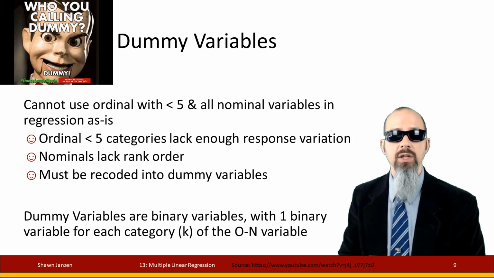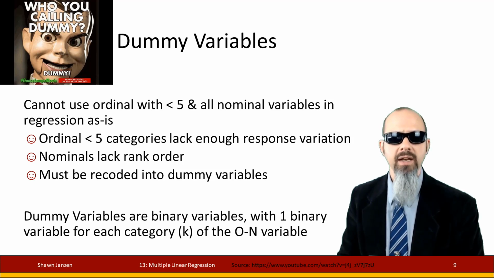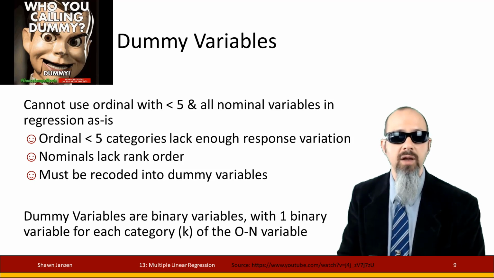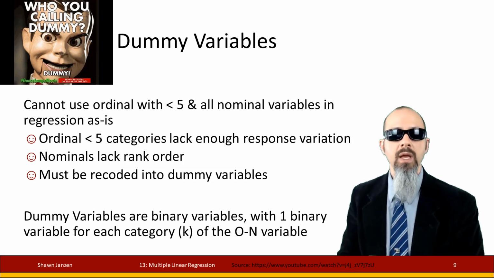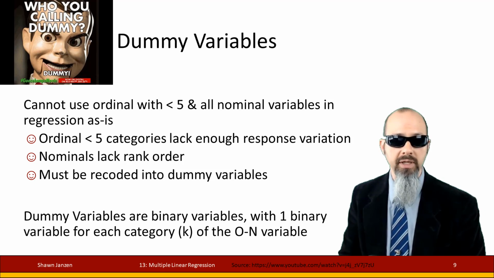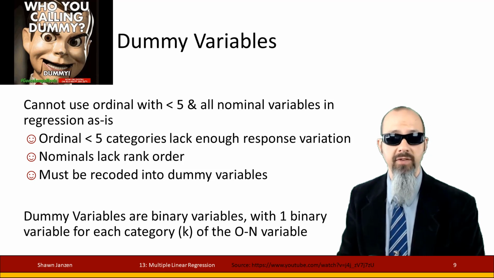Any of our nominals, you cannot use either of these groups in a regression as is. The reason we don't use the low category ordinals is that there's really not enough variation in the number of response categories, number of groups, to really say, as I go from group to group to group. And nominals lack rank order completely, which is why we can never use them as is. And so what we have to do is recode these into dummy variables.